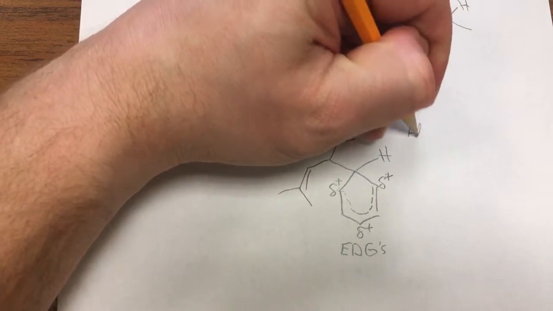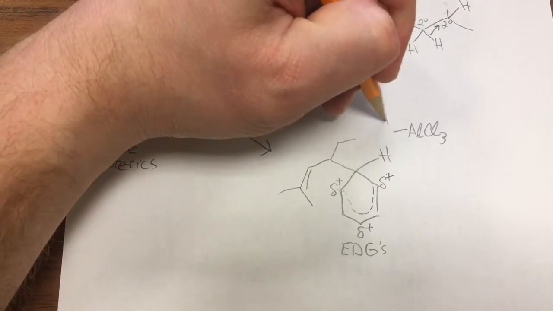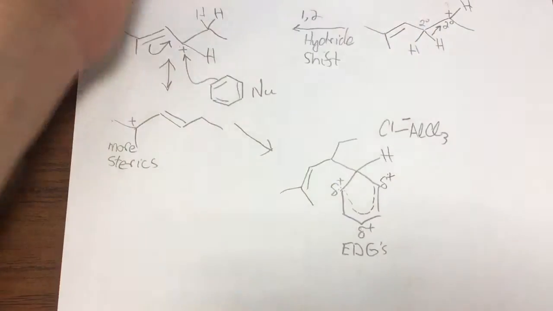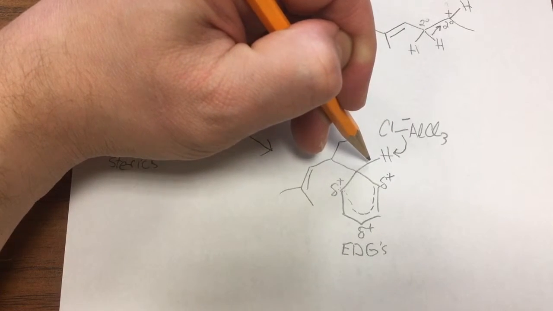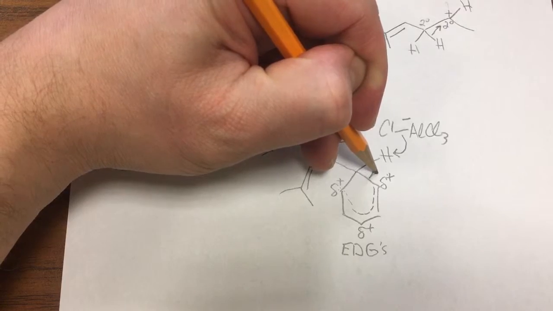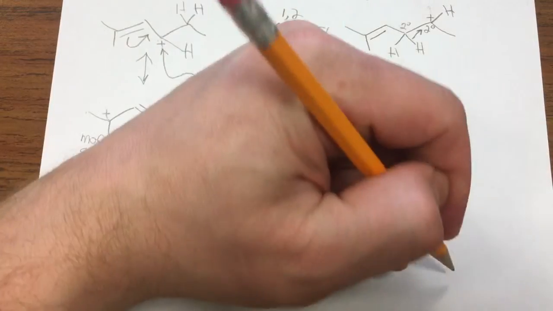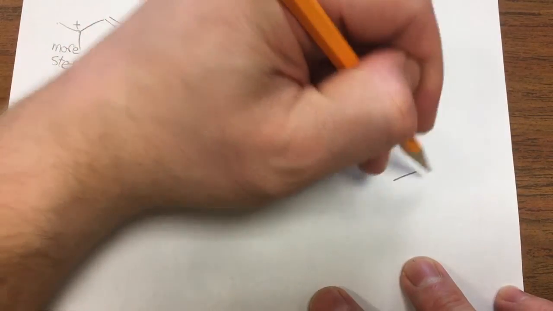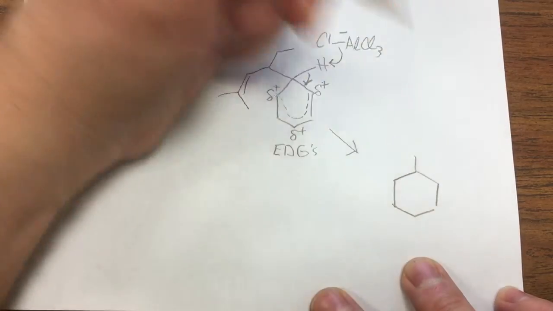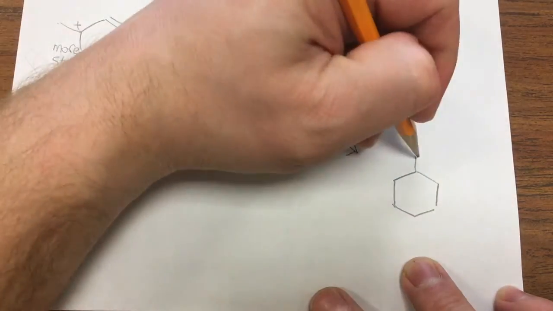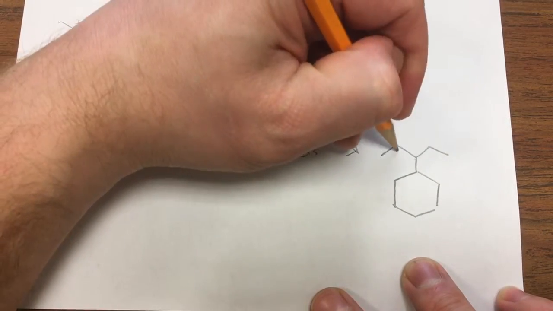So then aluminum chloride comes along. This is the aluminum that has an extra chlorine on it, so it's negatively charged. It takes that proton, and then that reestablishes the benzene ring. All of the reactions with benzene have that same trend to reestablish the benzene ring. That's why this is a substitution reaction. It substitutes for hydrogen on the benzene.